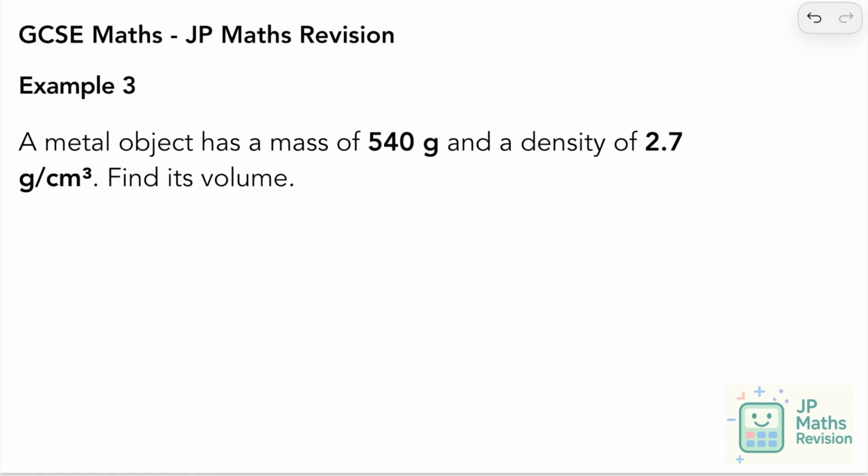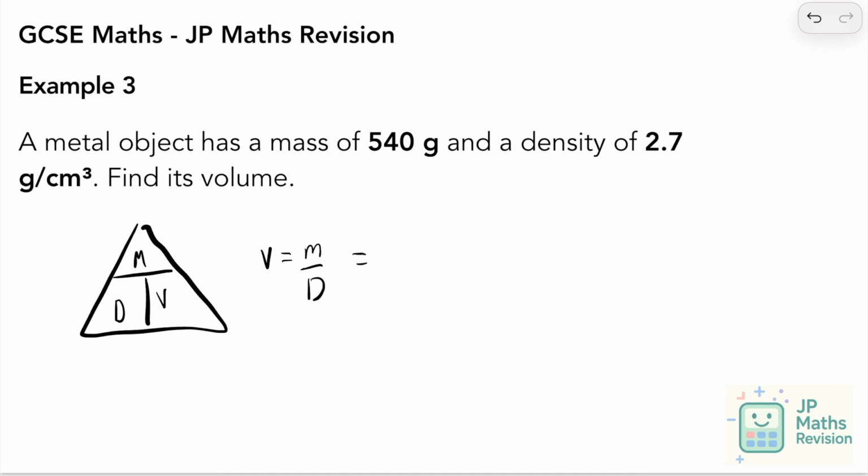Here's another example. So a metal object has a mass of 540 grams and a density of 2.7 grams per cubic centimetre. We need to find the volume. So if we draw out the triangle, we have density is mass over volume. So to work out the volume, we divide the mass by the density. So the mass is 540 grams and the density is 2.7. So to work out the volume, we're going to divide 540 by 2.7 and we're going to get 200, and the units for that are going to be cubic centimetres because the density is in grams per cubic centimetre, so the volume needs to be in cubic centimetres and the mass needs to be in grams, which we know it is.